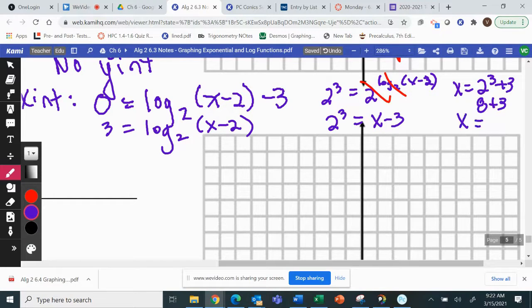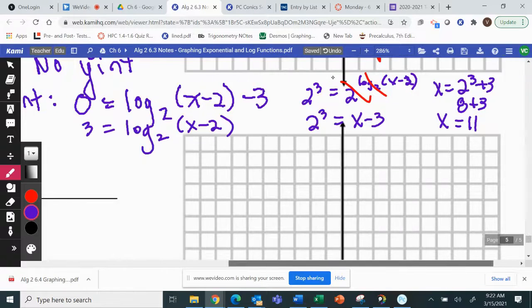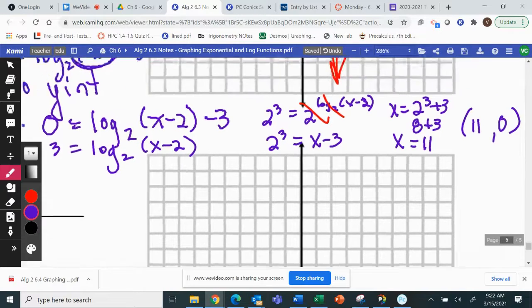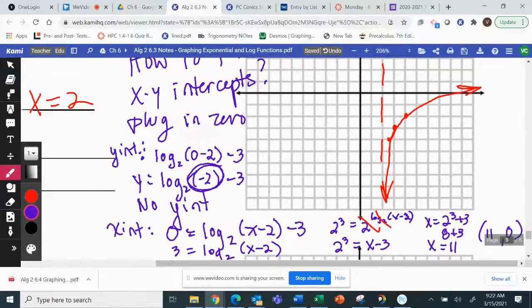So what is my x-intercept? 8 plus 3 is 11, comma, x-intercept, comma, 0. So at 11, 0, my graph should be hitting the x-axis. Looks like my graph's a little bit off. Why would it be 10? What's 2 to the 3rd?